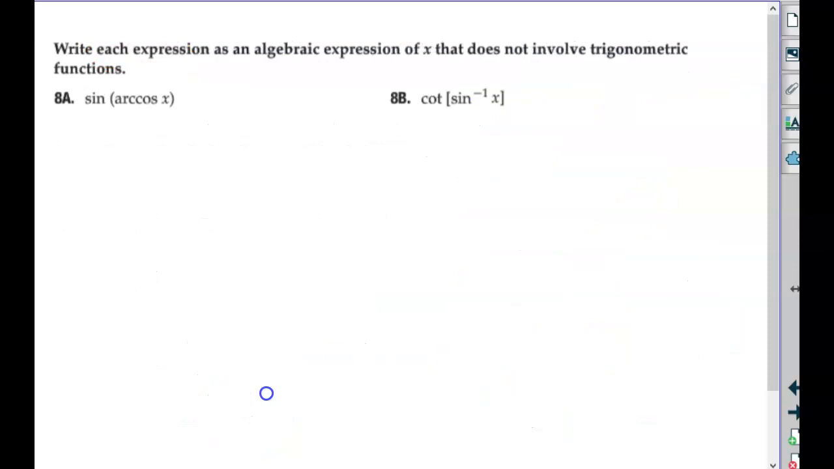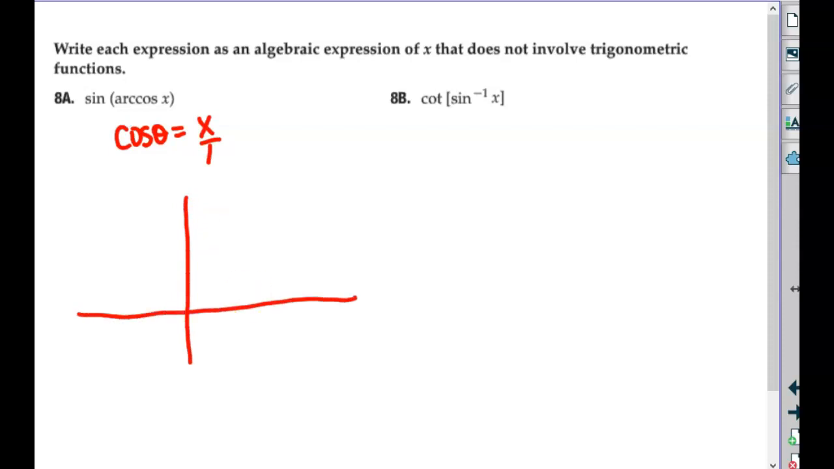All right, let's try some. Do you have these two? Okay, so this is saying some angle has a cosine that is x over 1. First quadrant. Where am I going to put the x and where am I going to put the 1? 1 is hypotenuse and then x over 1.